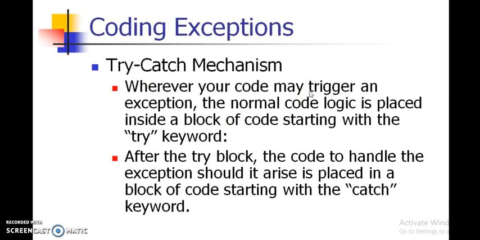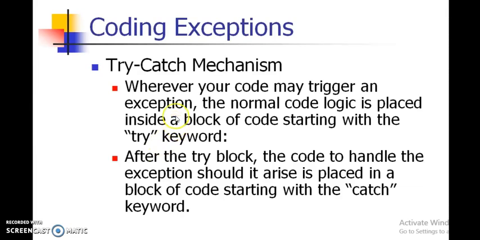So what is this try and catch mechanism? It is one of the ways where we can handle exceptions, which prevents the program from terminating abnormally whenever an exception occurs. So how do we use this try catch mechanism? Whenever you feel that your code may trigger an exception, include that code logic inside a block of code starting with the keyword try. After the try block, the code to handle the exception, should it arise, is placed in a block of code starting with the catch keyword.